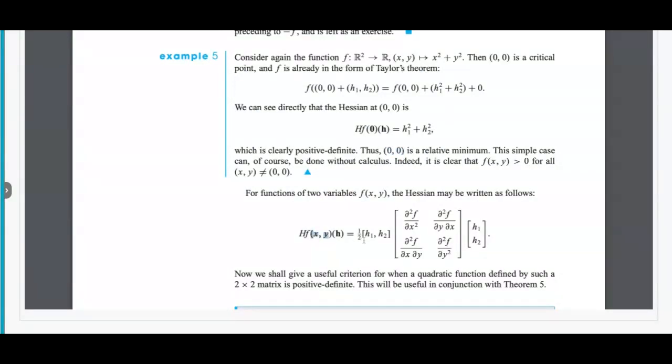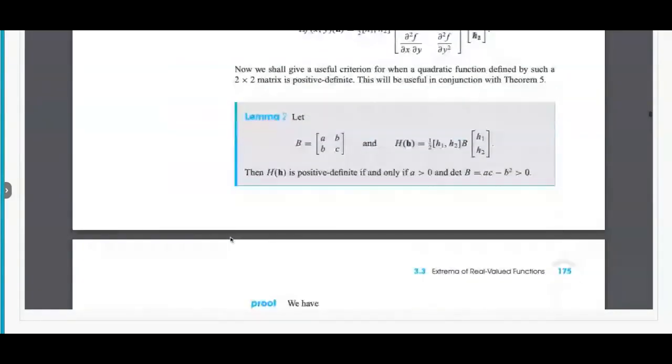In two dimensions, the Hessian we can write this way, in matrix multiplication notation.